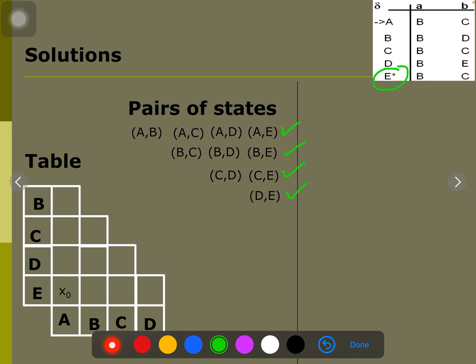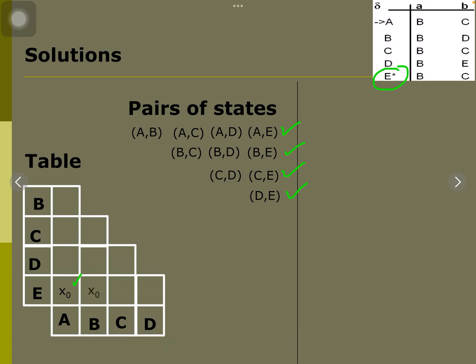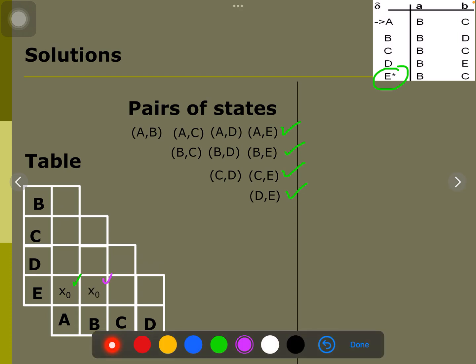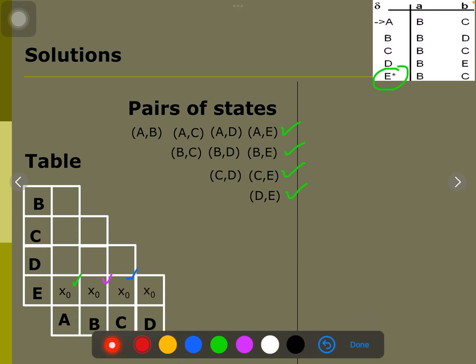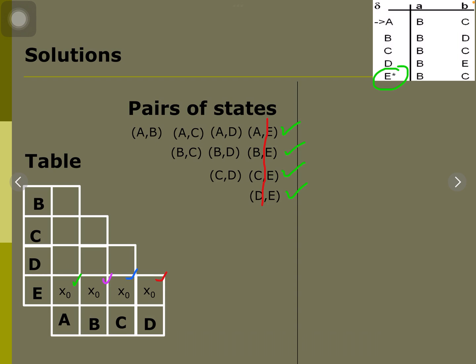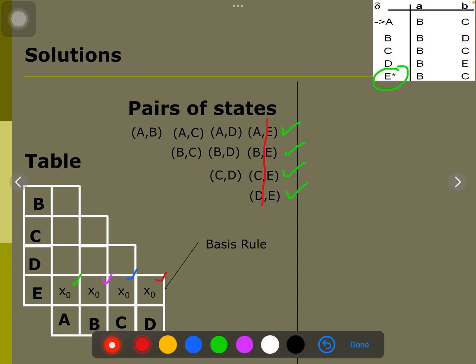You have done it, right? Okay, next. B is marked by X0. So then you have done this. Right. Next. C is marked by X0. Yes, you have done it. Then D is marked by X0. So this X0 you can directly mark. This pair of states is over.